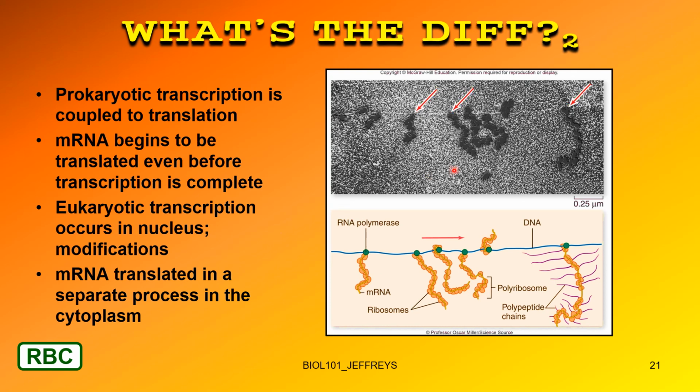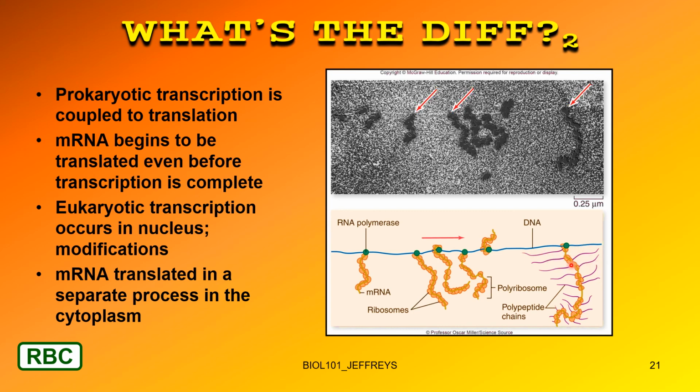This micrograph here shows you many points of translation happening even before the message is completely transcribed. So here you see the DNA strand up here. That's what you see in illustration down here. Here's the DNA strand. Okay, here is the messenger RNA, and all of these little gold dots represent ribosomes, and all of these little hairs coming off, those are proteins.